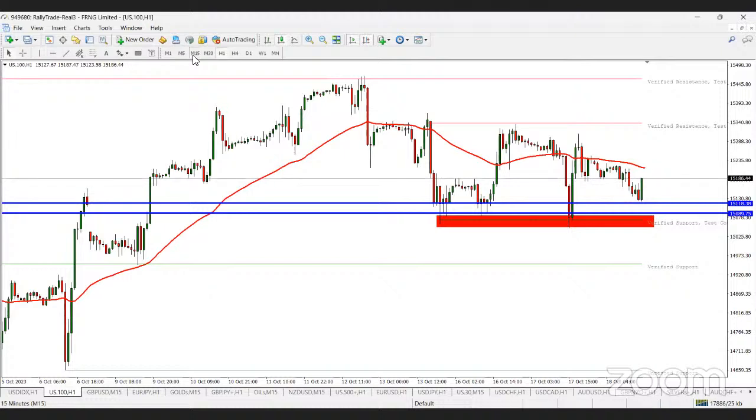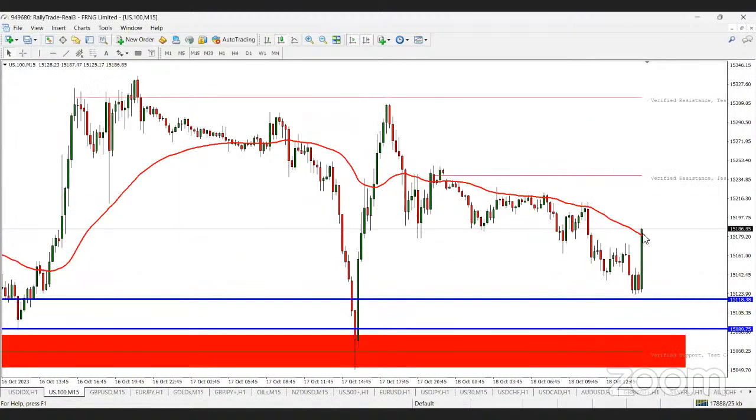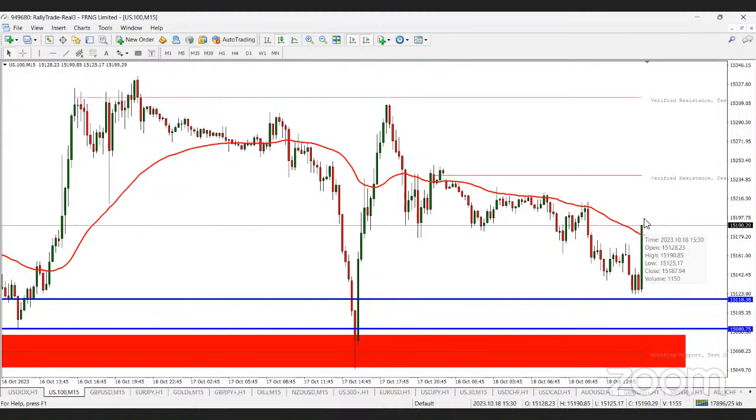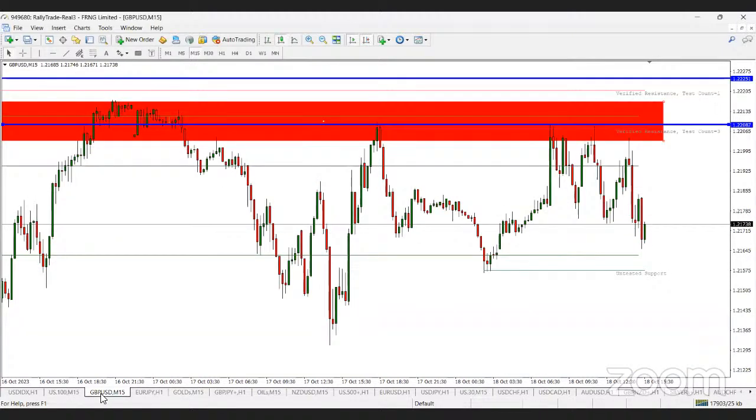Also on your 15 minutes, US 100 seems to be battling with the 15 minutes 50 EMA. So you want to monitor that. If this candle closes bullish above and the next candle closes bullish, that's two consecutive bullish candles. You want to take advantage of a buy on US 100. You understand?